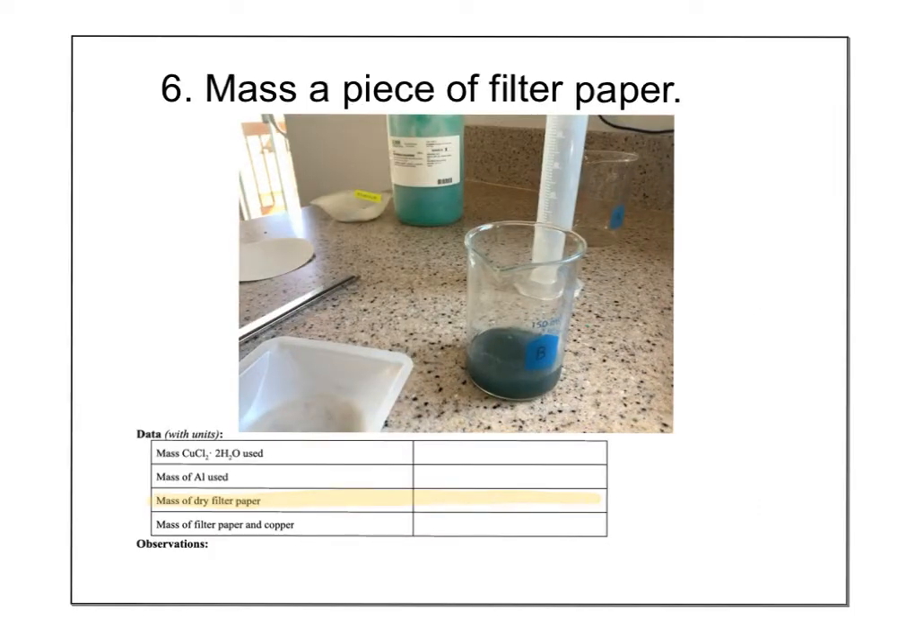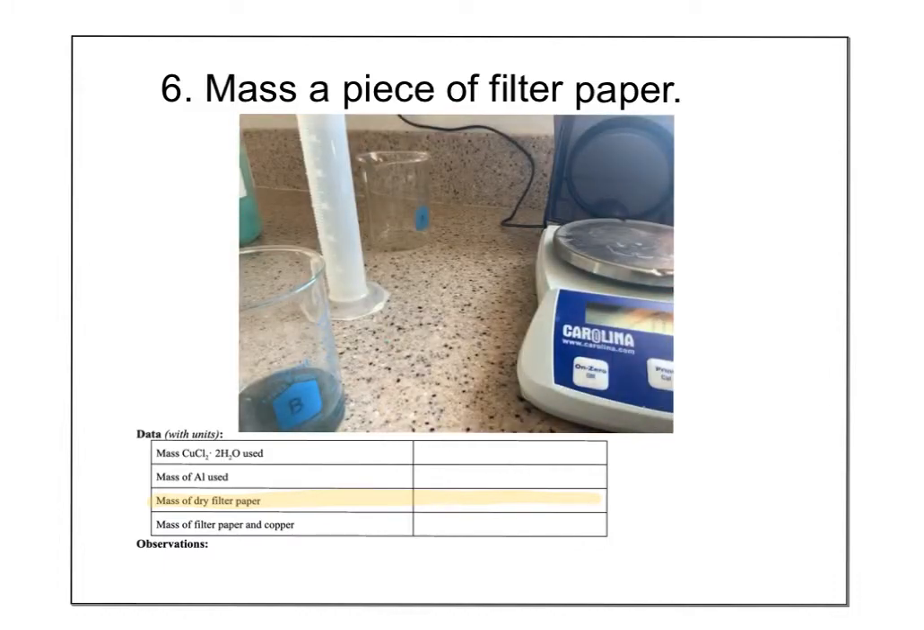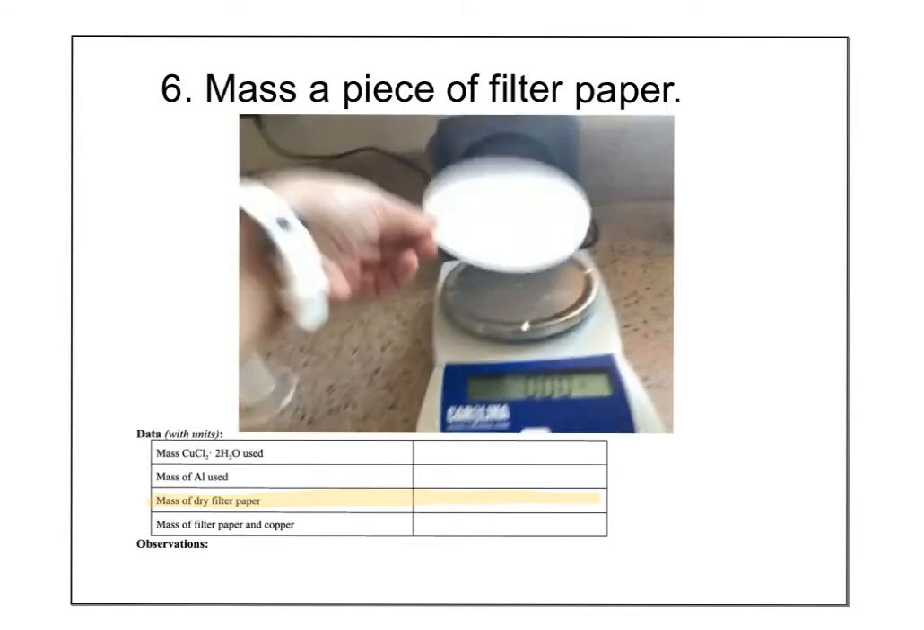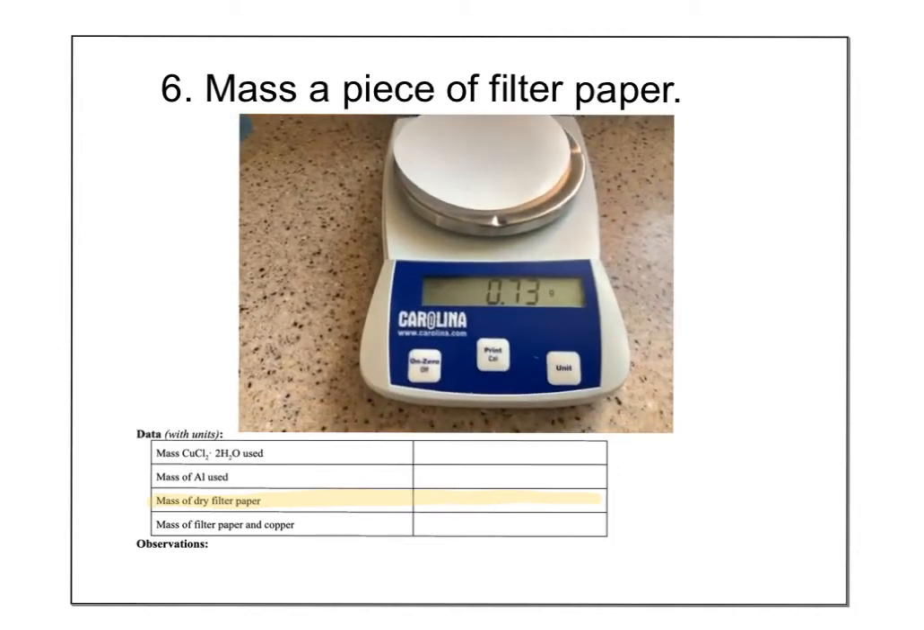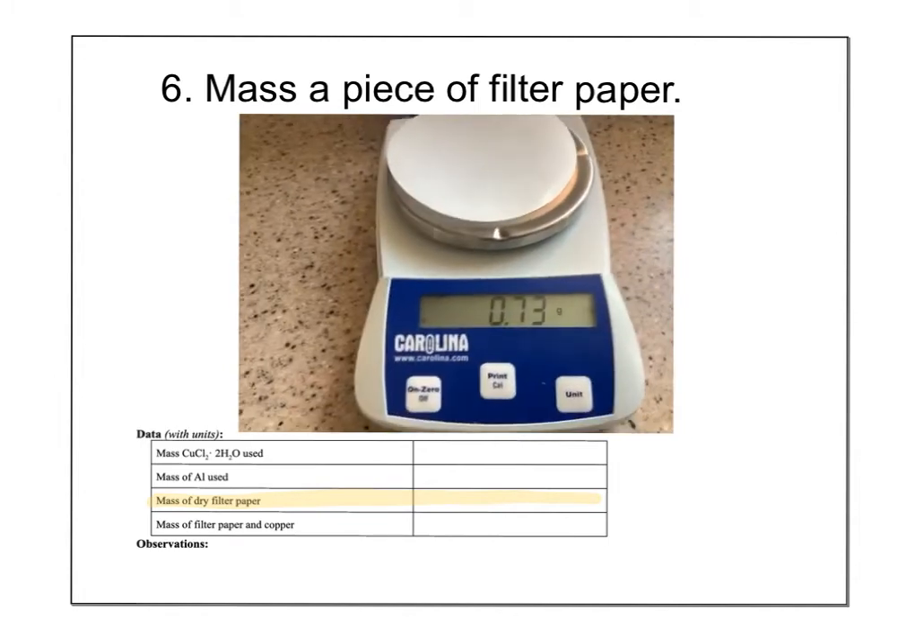So now that our reaction between the copper(II) chloride and the aluminum is complete, step 6 says to get a piece of filter paper and record the mass of it. So I'm going to zero out my balance. Put the filter paper on. Feel free to record that in your data table.